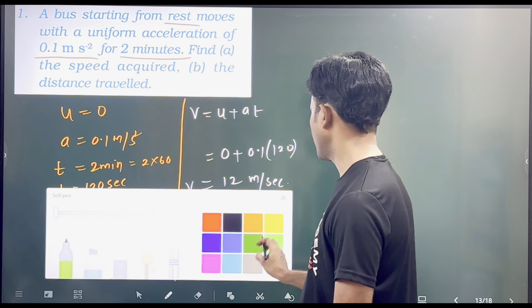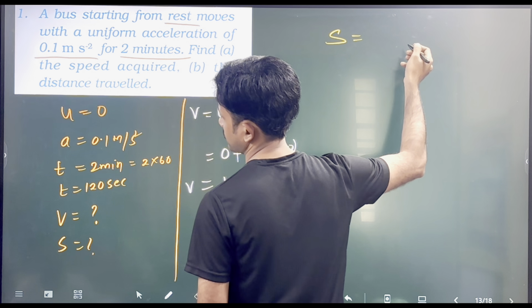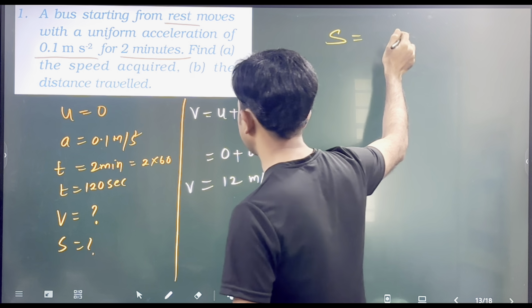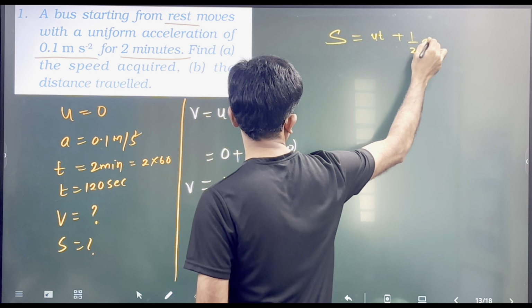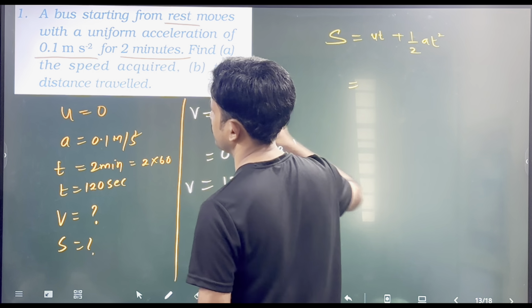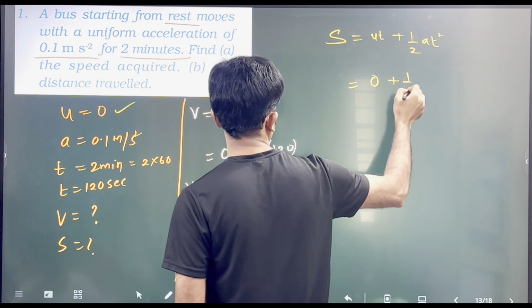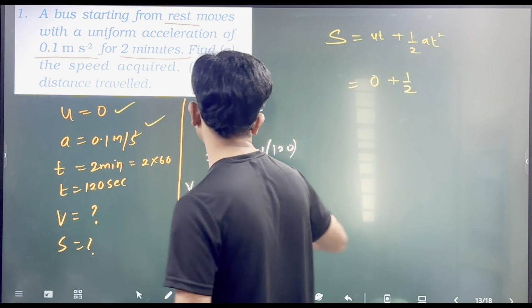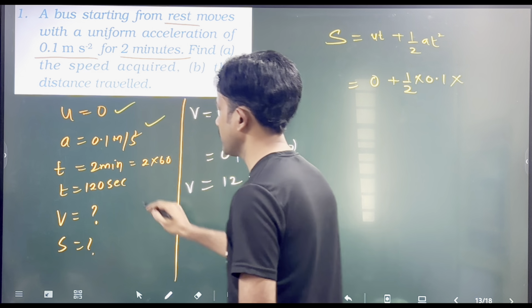Find this. The formula for s: v square minus u square equal to 2as, you can take. Otherwise you take this one also, s equal to ut plus half at square. Where u value is how much? 0. So ut value also becomes 0, plus half into, what is the acceleration? Given 0.1, and the time value is how much they given?